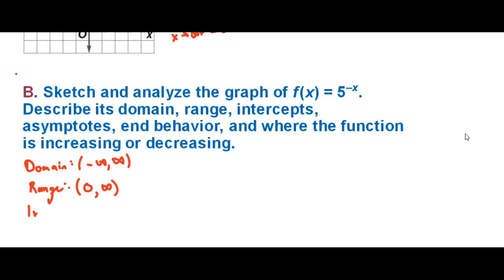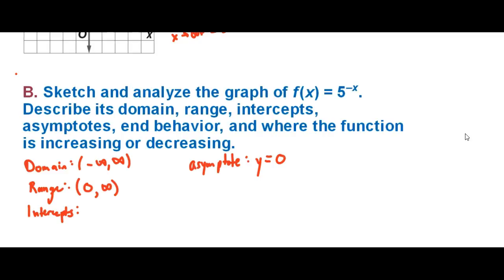And the intercepts, there is no x-intercept because it's approaching the x-axis as an asymptote. But we might as well write that in. We have an asymptote. The line y equals 0, or you could say the x-axis is your asymptote.